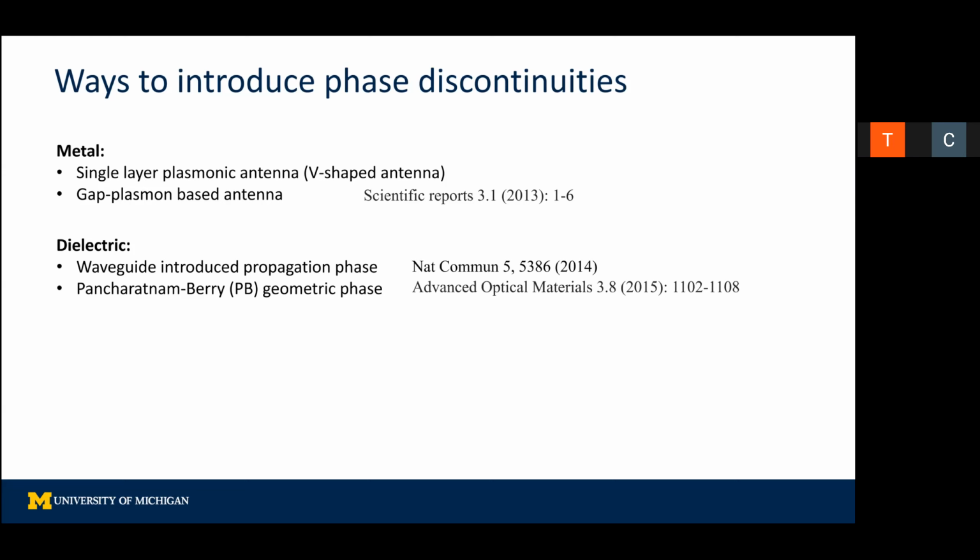To begin with, people used metal, since metal can have either an electric response or a magnetic response. But metal can have loss. So most people started to use dielectric layers, based on the propagation phase or even the geometric phase. So there are actually 4 different ways to introduce the phase. I will not talk about all of them in detail, but instead I will focus on the first paper, where they use a phased antenna to introduce the phase discontinuity.